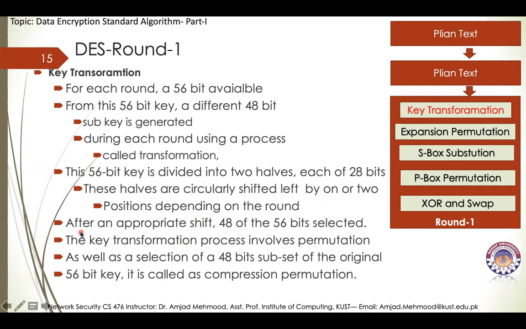on the left side. After an appropriate shift, 48 of the 56 bits are selected. The key transformation process involves permutation as well as selection of a 48-bit subset of the original 56-bit key. It is called compression permutation. So you may call this compression permutation.